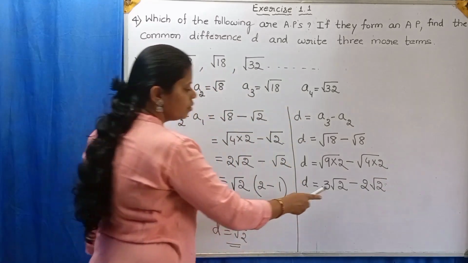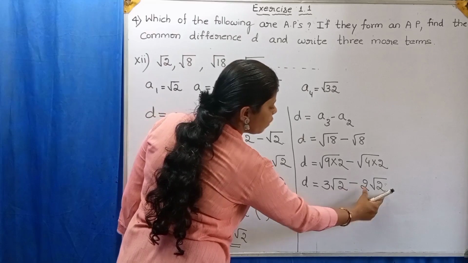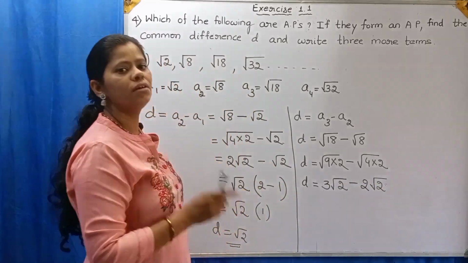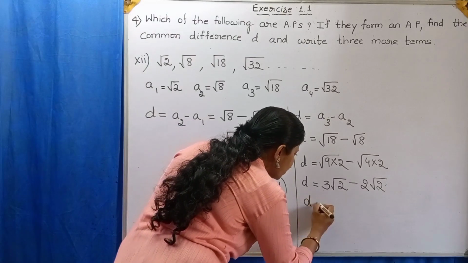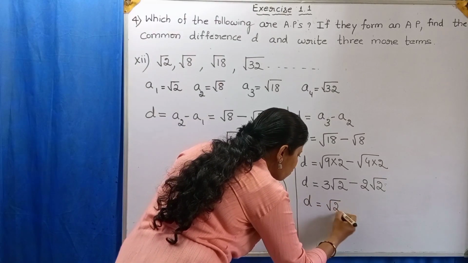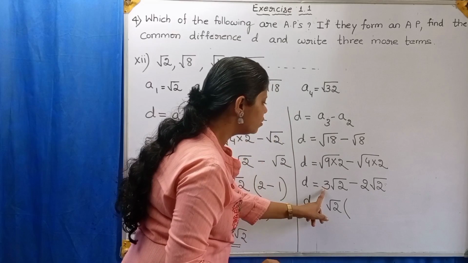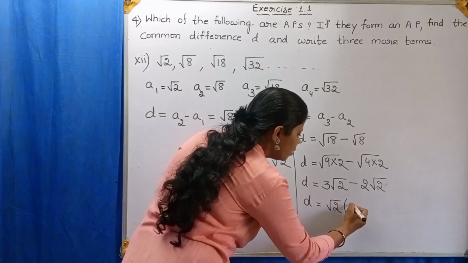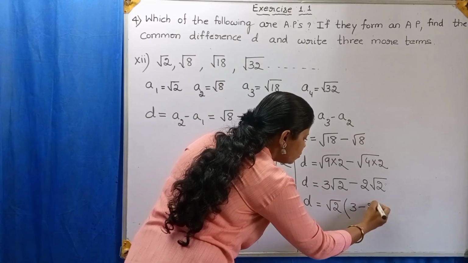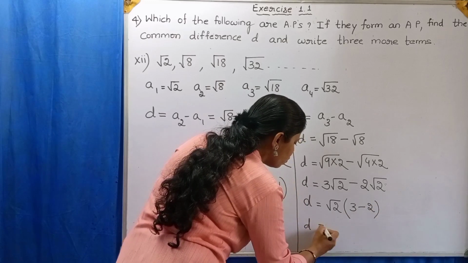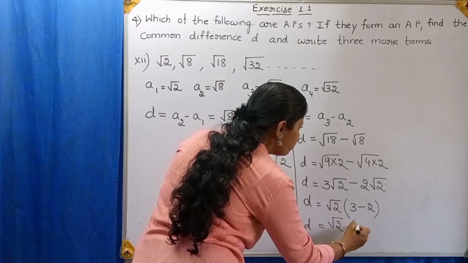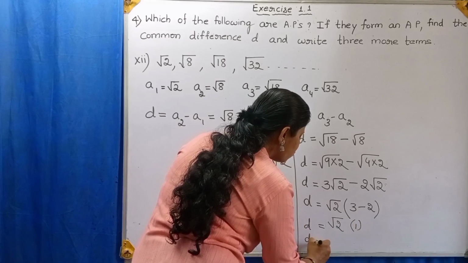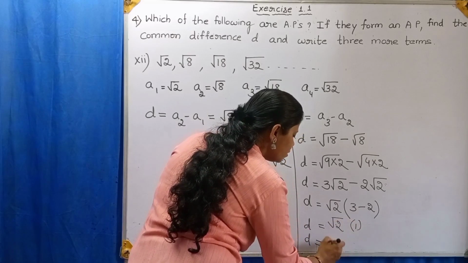Now, this is one term, this is one term. Which is common in both? Root 2, it is common in both. Therefore, d is equal to root 2. Then what is left here? 3 minus 2. Right? 3 minus 2 is 1. d is equal to root 2 into 1, which is root 2.